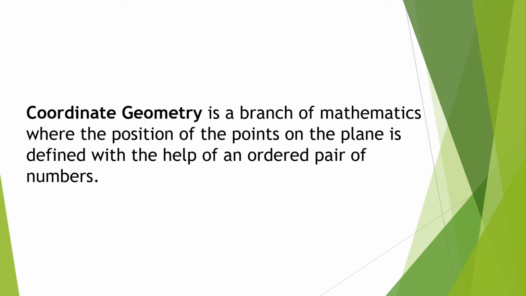Let us start with the definition. Coordinate geometry is a branch of mathematics where the position of the points in the plane is defined with the help of an ordered pair of numbers. Now this may seem like a very confusing and daunting definition, but it is not so, as we will see further. The keywords used in this definition will also start to make sense.